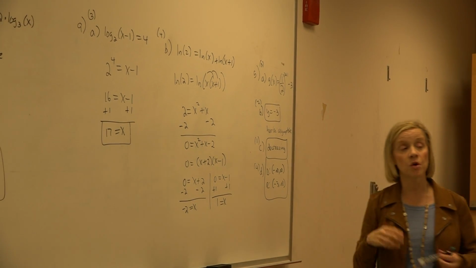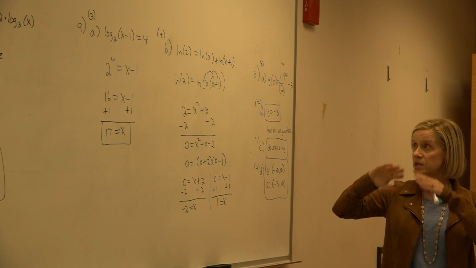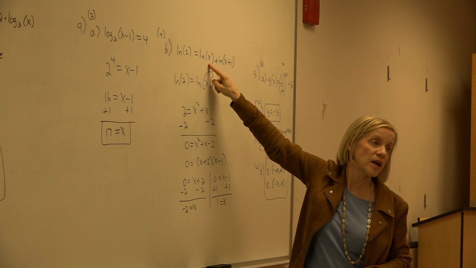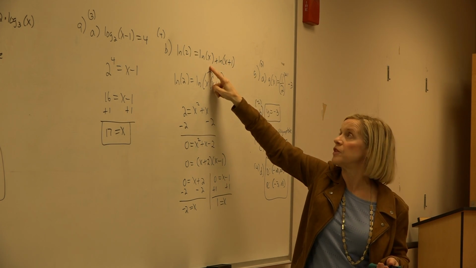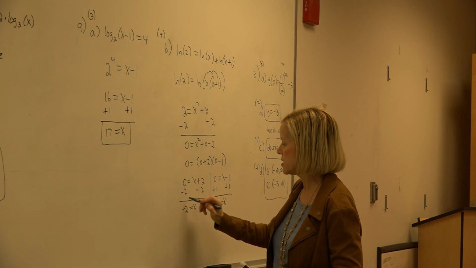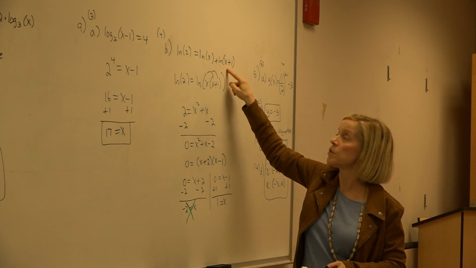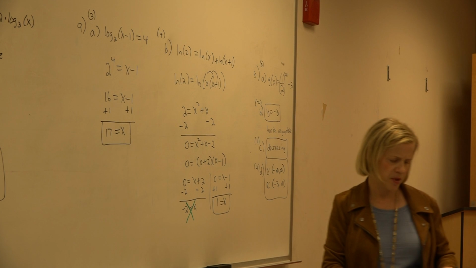Now remember, we have to go back and check. In a logarithm, the domain is 0 to infinity. So that means all the quantities have to be positive. So can I put negative 2 in for x here and here? No, because it's not defined in the domain, which is 0 to infinity. So we cannot use negative 2. We have to reject that. It's not defined in the domain of a logarithm. But 1 is fine. If we put 1 here and we put 1 here, that works. So x equals 1 is my solution.